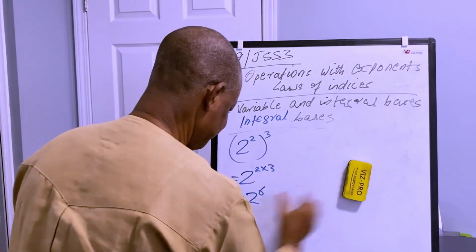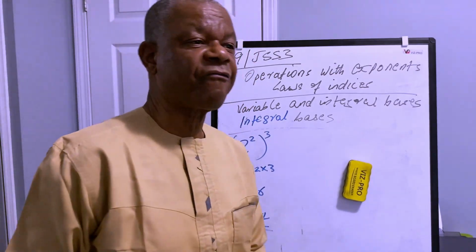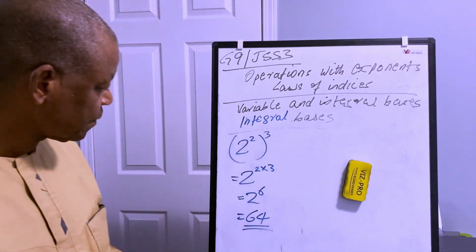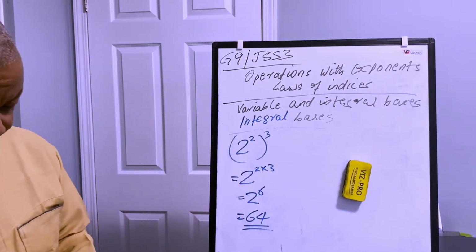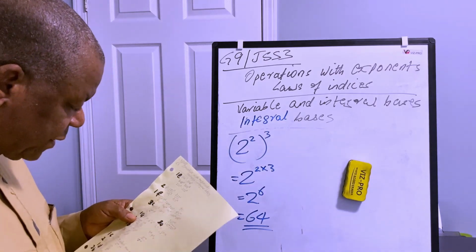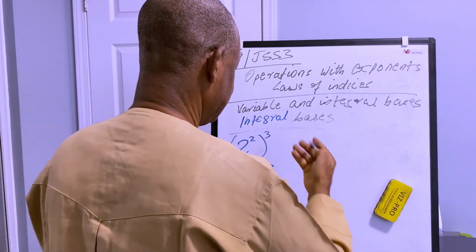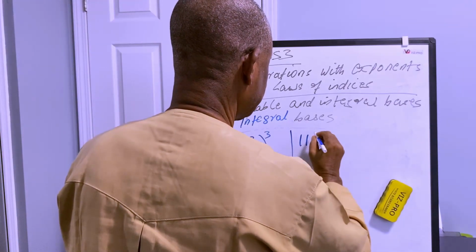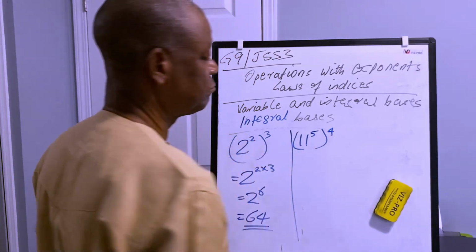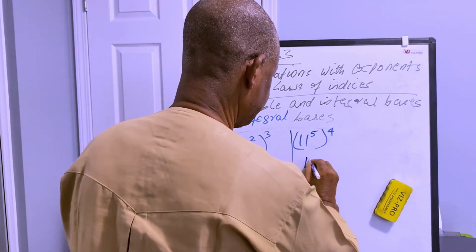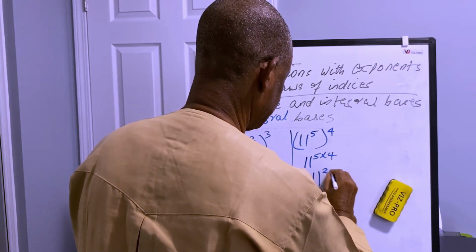We went back to it. 2 raised to power 5 is 32, and this is 64. We continued because the number can be managed. But where it will be more than that, we can stop. We have 11 raised to power 5, all raised to power 4. This will result to 11 raised to power 5 times 4, and that is 11 raised to power 20. We can stop there.